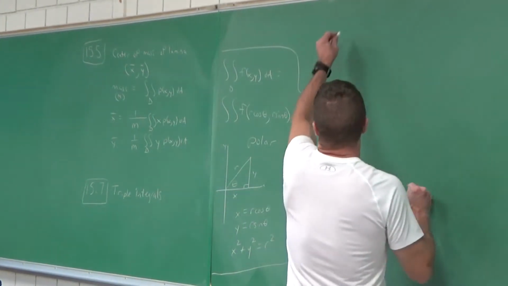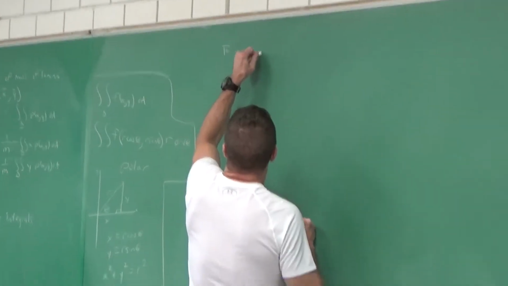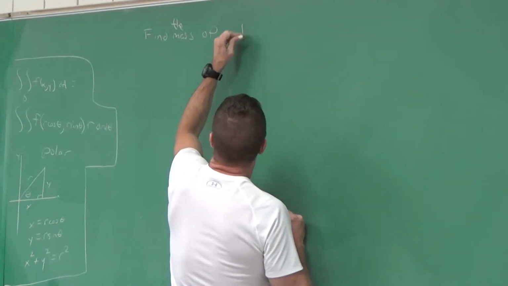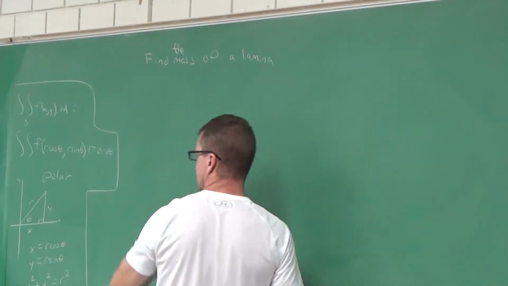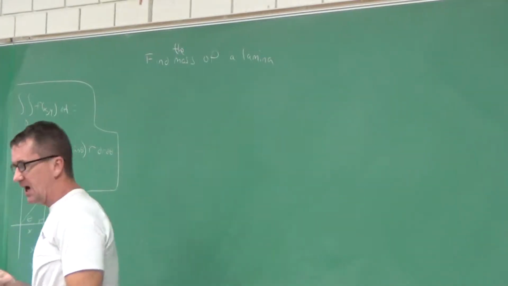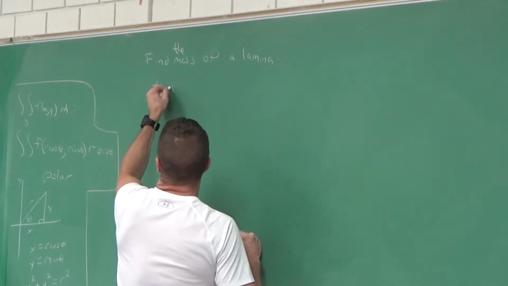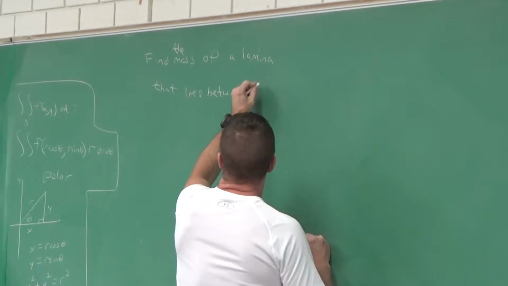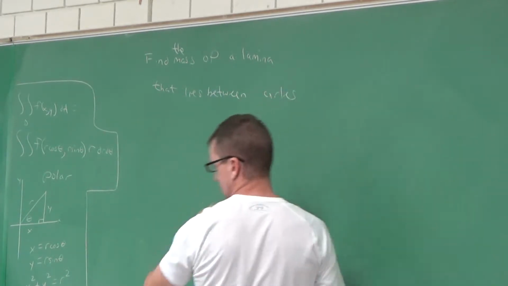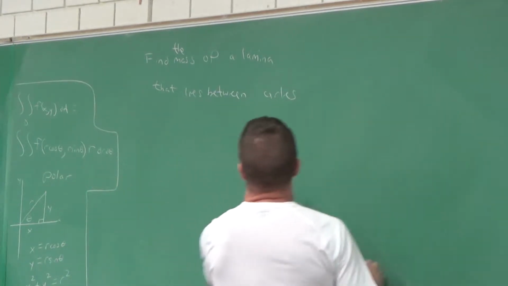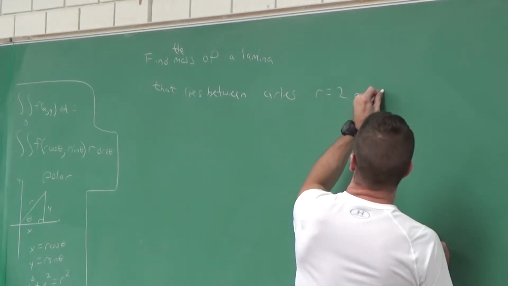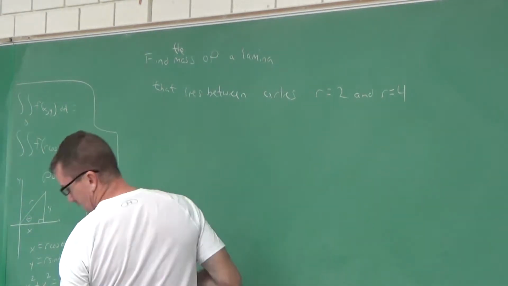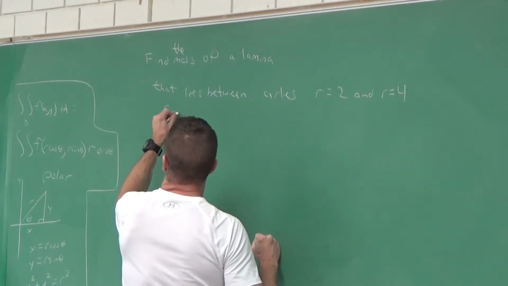So hey, good news, everyone. We're just going to find the mass of a lamina. That lamina is just a thin plate that lies between two circles. And how about r equals 2 and r equals 4? All right, radius 2 and radius 4. These circles are centered at the origin.